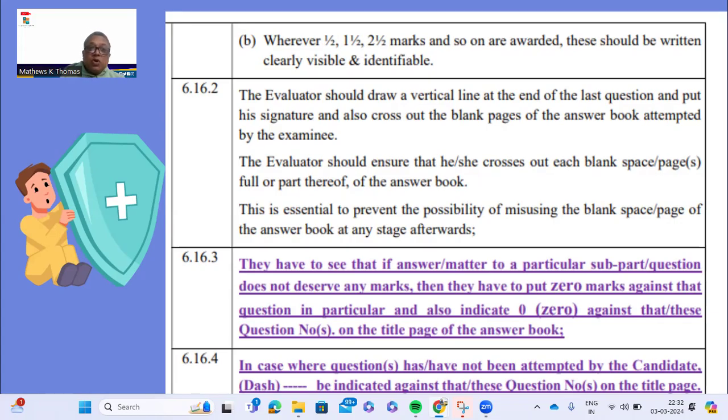And if the child has not attempted the question, it is not 0; you have to put a dash. So there is a clear difference between a question being left unattempted and a question being attempted and wrong.